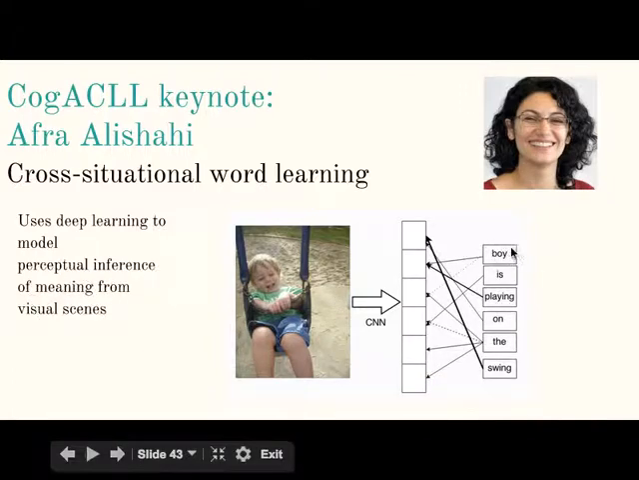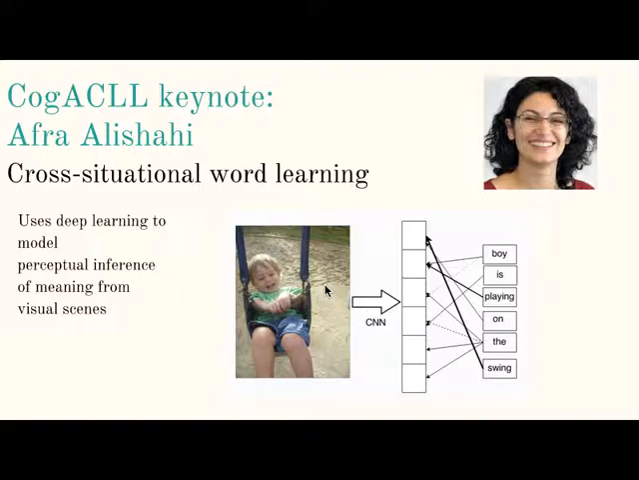So it's similar stuff, right? Like, boy is playing on the swing. As a child, if you see this picture and your parent points to it and tells you that, you need to figure out which part of this is the boy, which part is the swing, which part is playing, and which part is on, and so on and so forth.